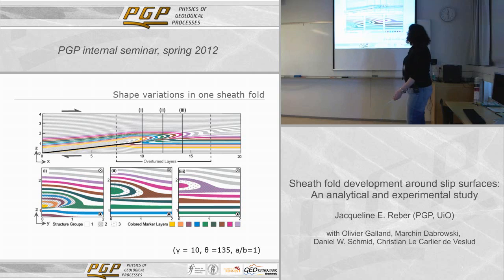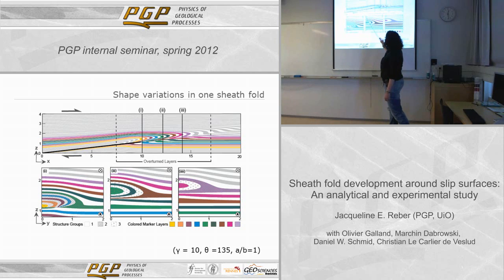Another thing which we found quite interesting was how the shape of these cross sections depends on where we cut the fold. So here the black line, that's a cross section parallel to the shear direction. The black line is the slip surface. The colors are just layers. And if we cut the model relatively close to the tip of the slip surface, we see these closed shapes, but they are not very easy to detect, and maybe in the field nobody would realize that that might be a sheath fold.